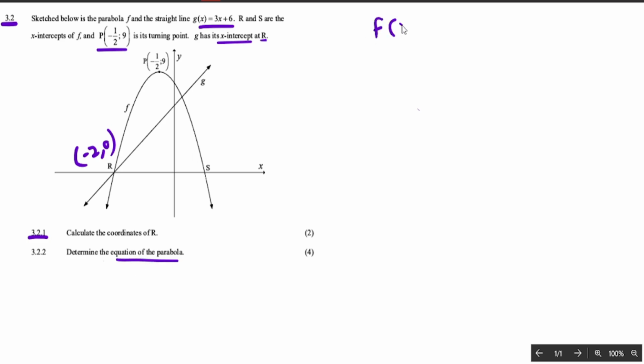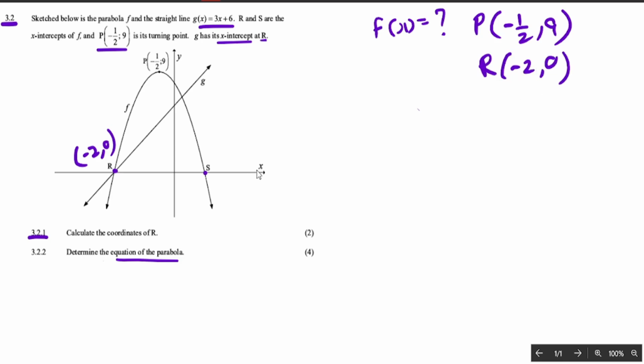We don't really know the equation of the parabola, so we want to identify it. But we know that R and S are part of the parabola, and we have the point P. So R, we just calculated it. It's negative 2 and 0. So it's going to help us, so long as we have the turning point and a point, right? So it's up to you on how you go about it.